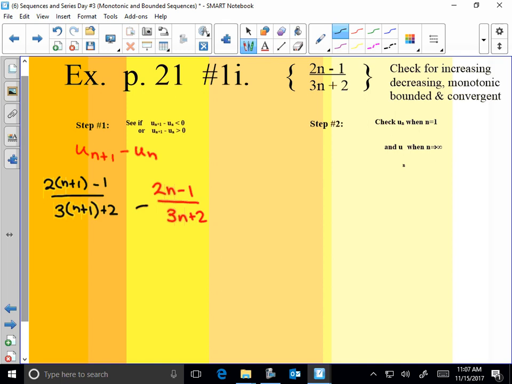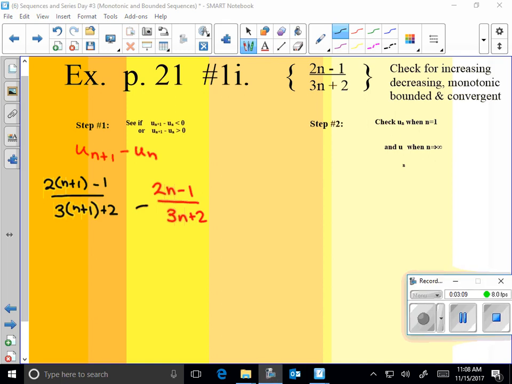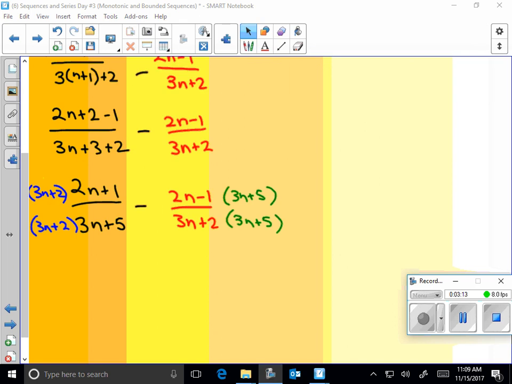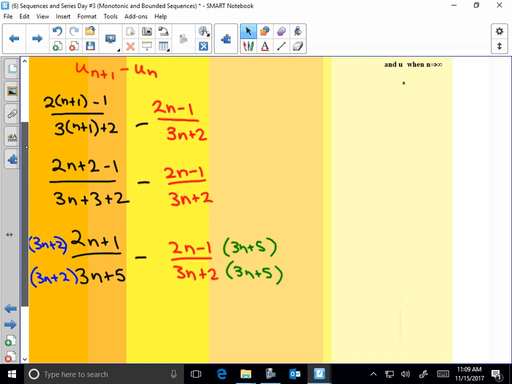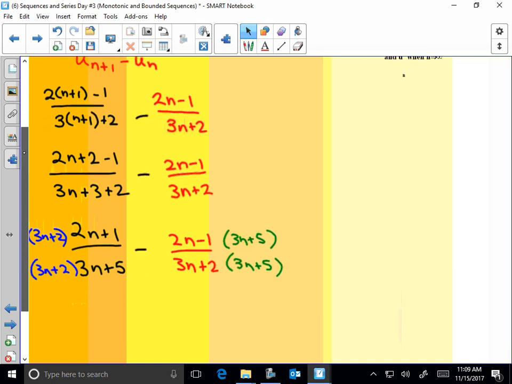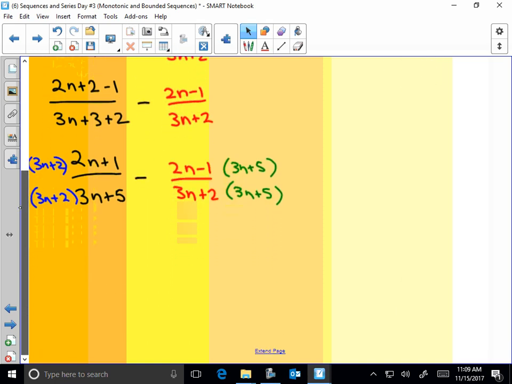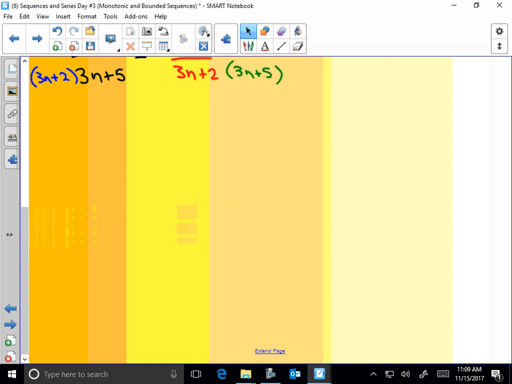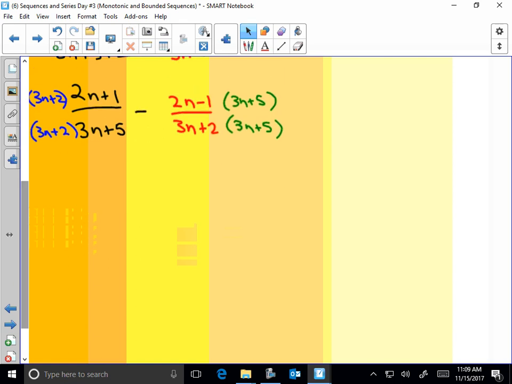Now, you might be able to anticipate what we're going to have to do. Get a common denominator, and then show that this thing is either always greater than 0 or less than 0. So I'm going to pause the video and do a little work on that. Those of you on the web can just see the work all of a sudden. We distributed, and then we found a common denominator.